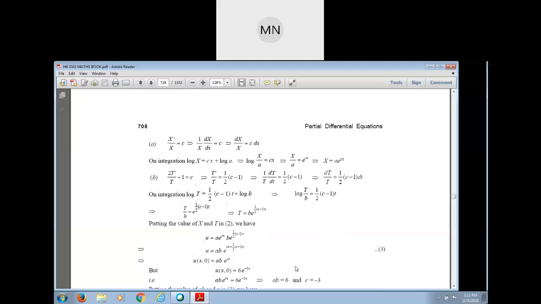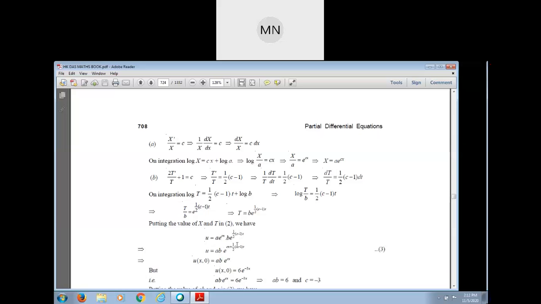So u is the product of x and t, and here x is A e to the power Cx, and t is B e to the power half of C minus 1 into t. Finally we get u equals AB e to the power Cx into e to the power half of C minus 1 into t, so it is e to the power Cx plus half of C minus 1 into t.